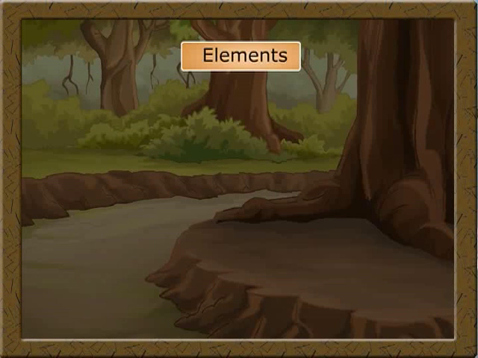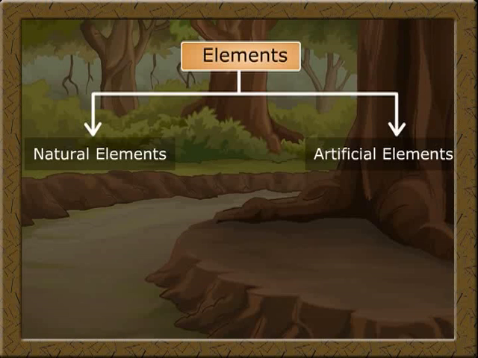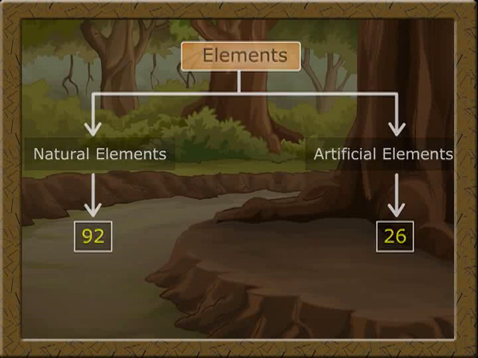All substances are made of elements. Till now, nearly 118 elements have been discovered. These elements are of two types. They are natural and artificial. Natural elements are 92 and artificial elements are 26.